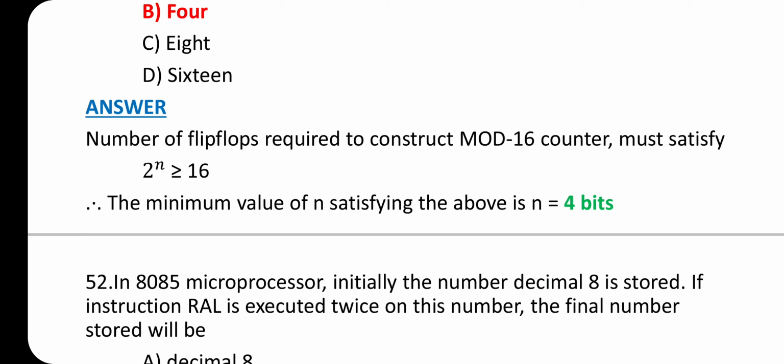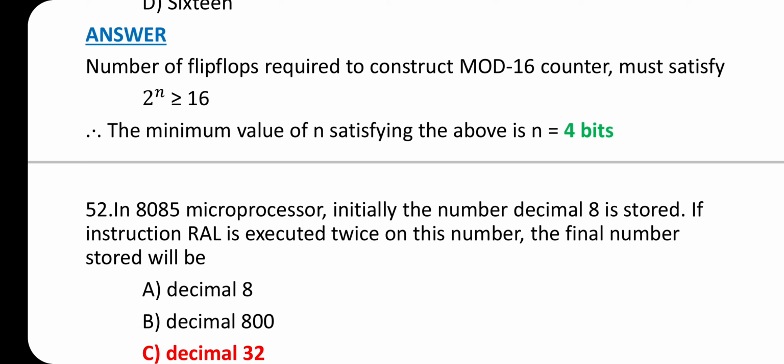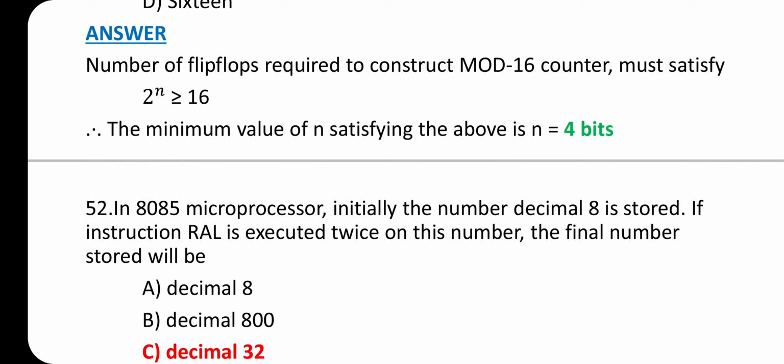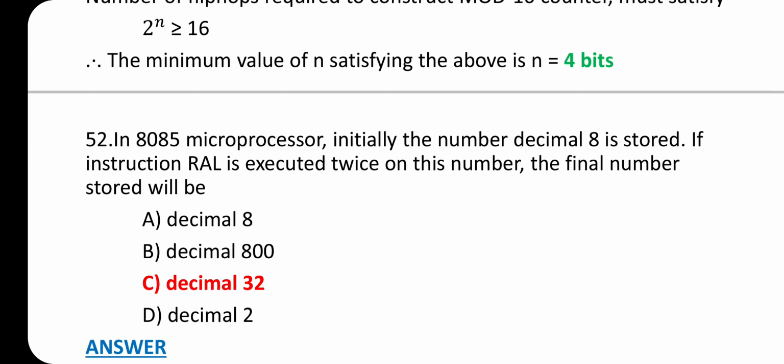A mod-n counter is also called a divide by n counter. The input frequency is divided by the number of states of the counter. Here, the number of flip-flops required to construct a mode 16 counter must satisfy 2 raised to n greater than or equal to 16. Therefore, the minimum value of n satisfying the above is n equal to 4 bits.